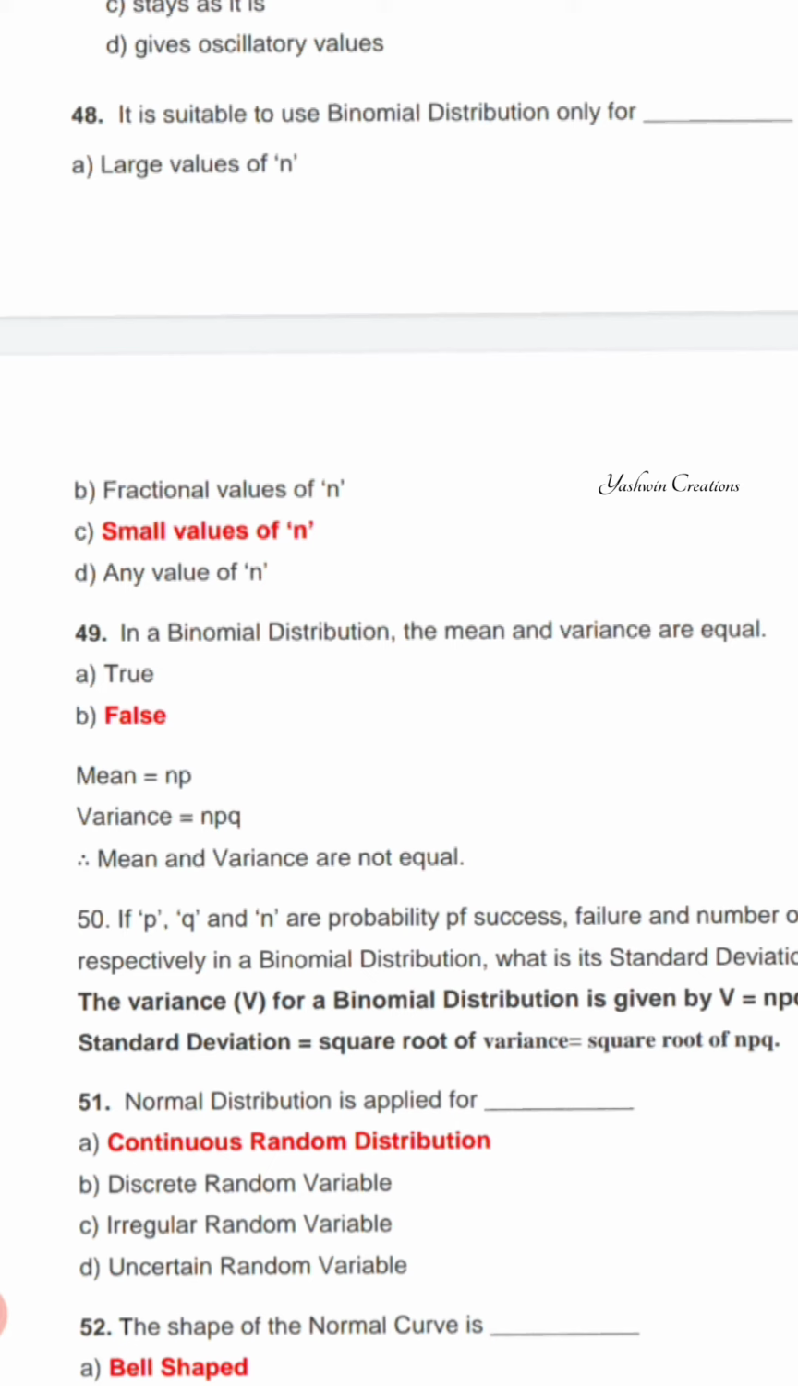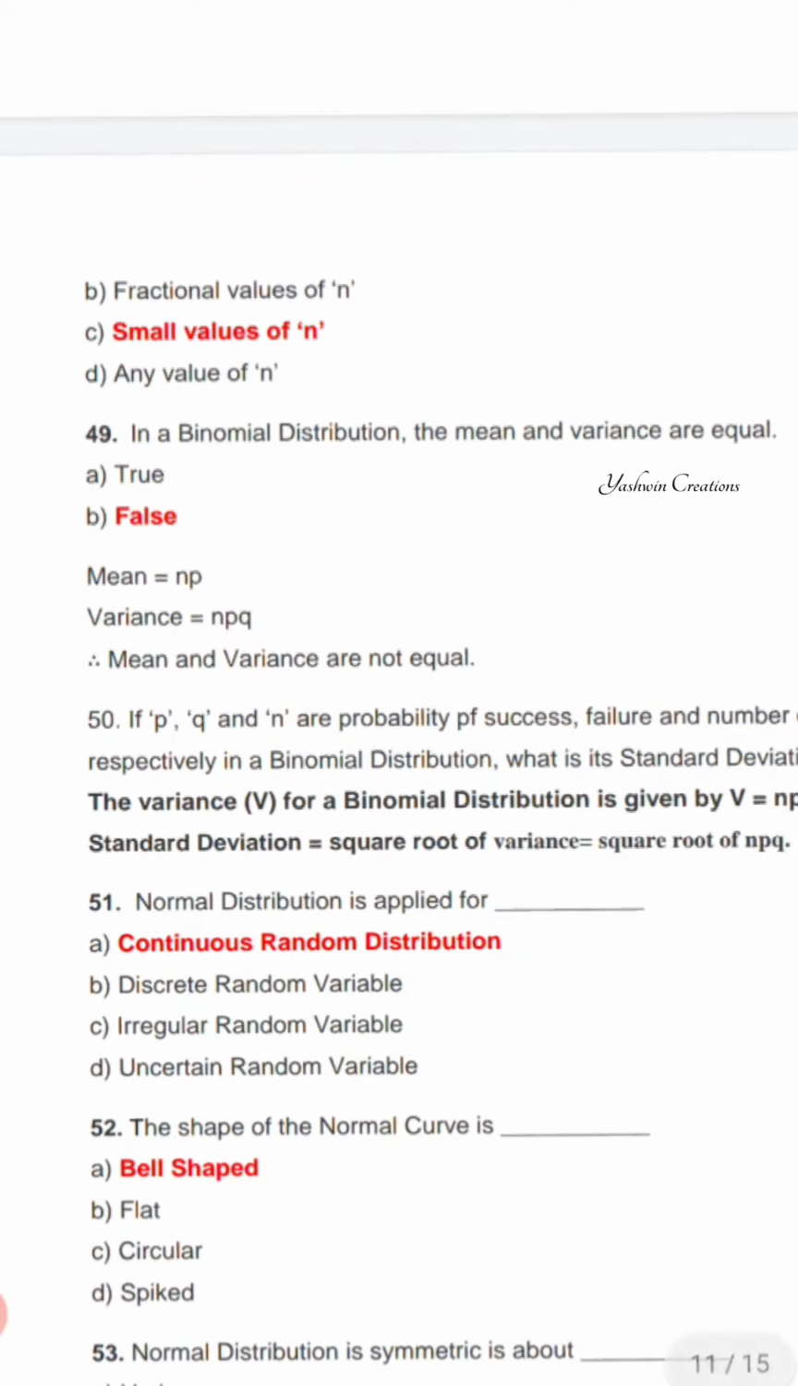If p, q and n are the probability of success, probability of failure and number of trials respectively in the binomial distribution, what is its standard deviation? The variance for the binomial distribution is npq. Standard deviation equals the square root of variance, that is the square root of npq.